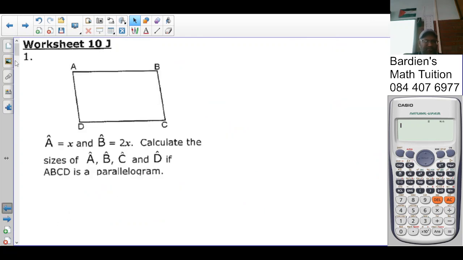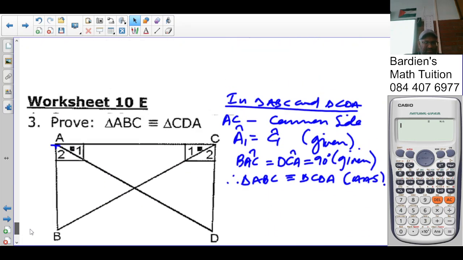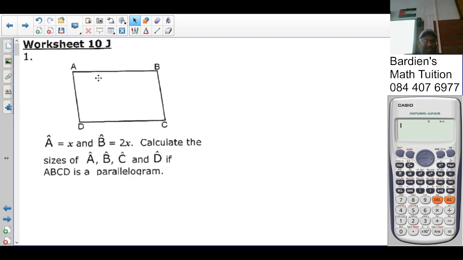Okay, so at this point we are, where must I start? Where did we stop? We stopped at 10E, no. Must I start with J, is that correct?